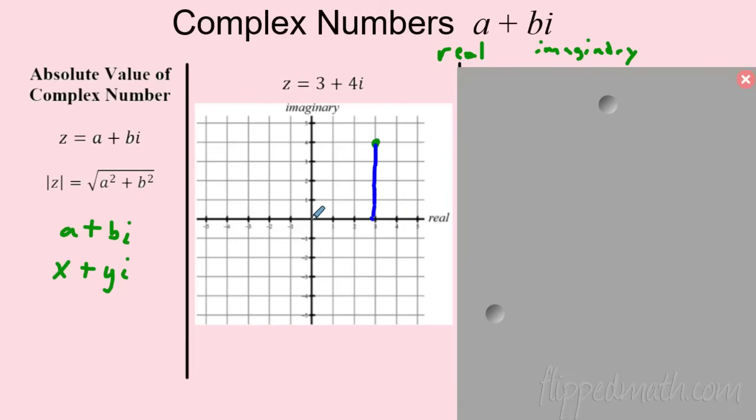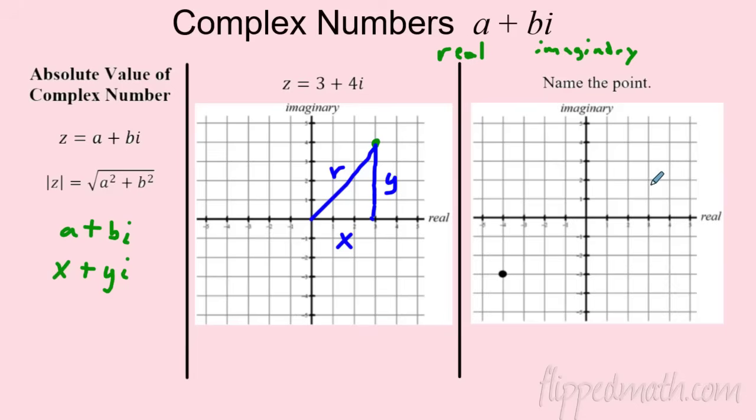So if I draw this in, what is a and b? Well, it's just x and y. And you're finding this distance here, which is really finding r. So the absolute value here is just that distance, which is just finding r. So it's all the same stuff here.